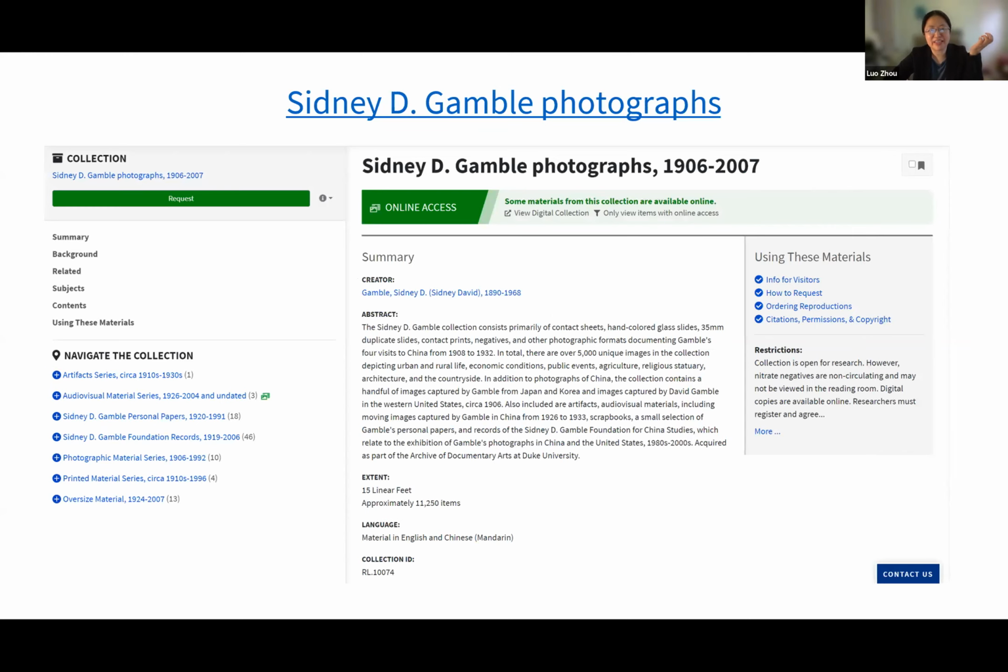The last one is from the Sydney Gamble photograph collection. This is still the largest and most complicated collection I have worked on. So with the two earlier examples, we actually had the physical collections in hand when I worked with the archivist. But this one is different.